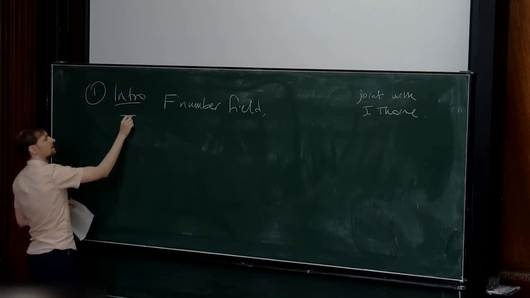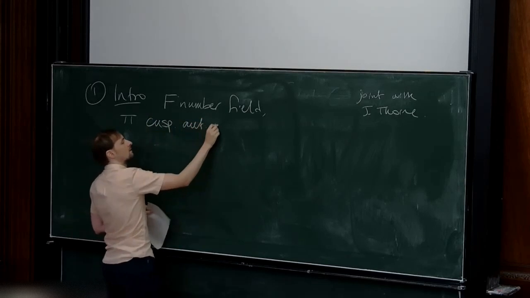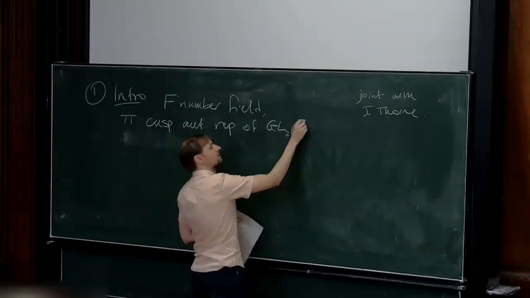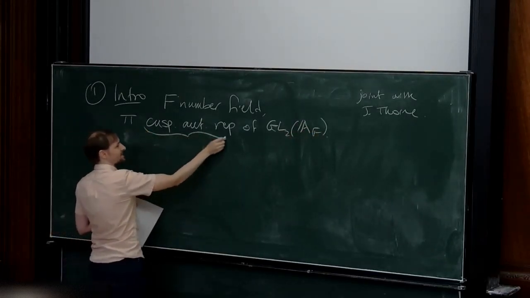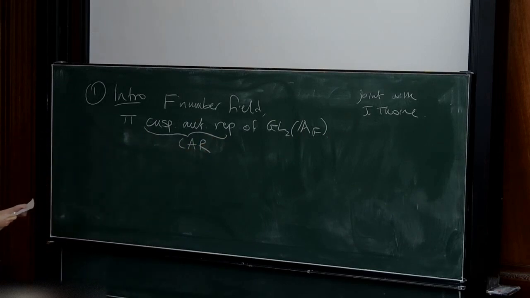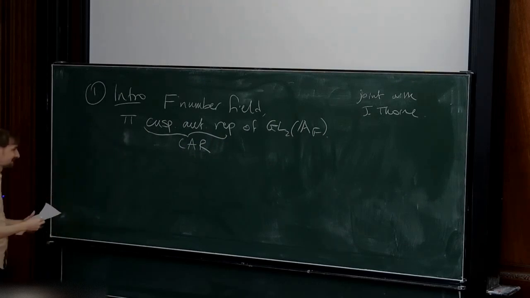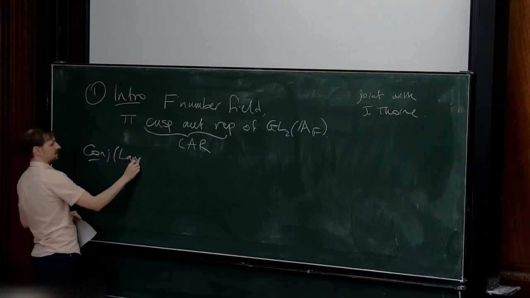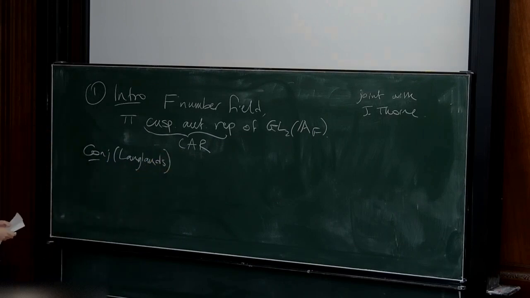And some cuspidal automorphic representation pi of GL2 over F. I might sometimes abbreviate cuspidal automorphic representation to CAR for short. CARs are not always convenient, but this abbreviation will be convenient. And then we have a conjecture of Langlands, a special case of the functoriality conjectures.